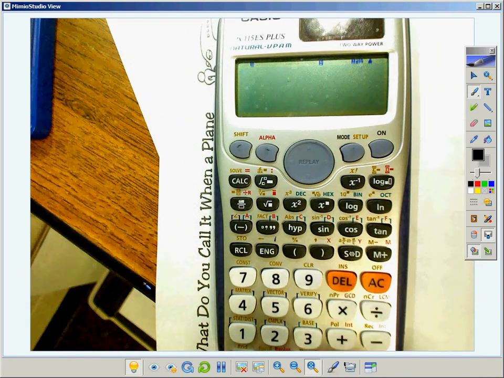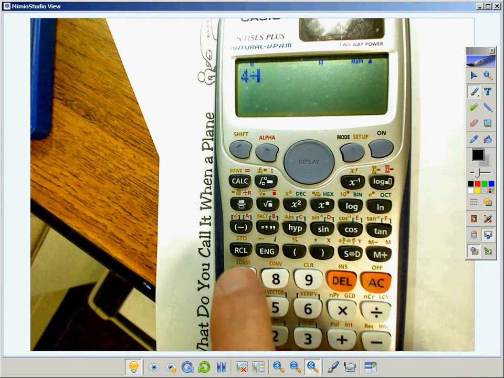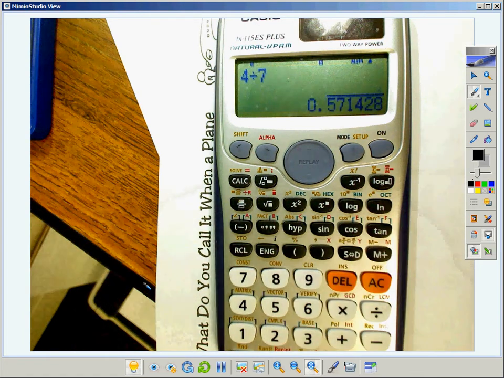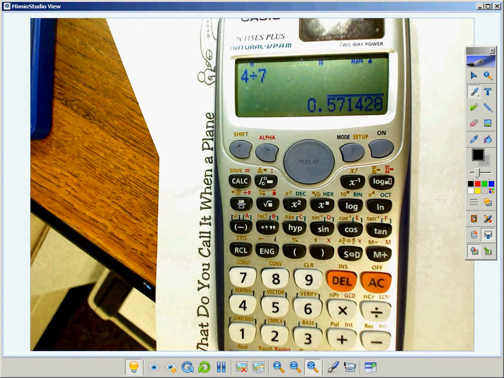Now, not all scientific calculators are created equal. But if I do that on this scientific calculator, 4 divided by 7, it gives me a fraction. Okay? However, there's a button that I can push that will change that to a decimal for me. And notice what it does. It actually puts a line over those numbers that repeat. There are a lot of scientific calculators out there. Not many of them have that particular feature.